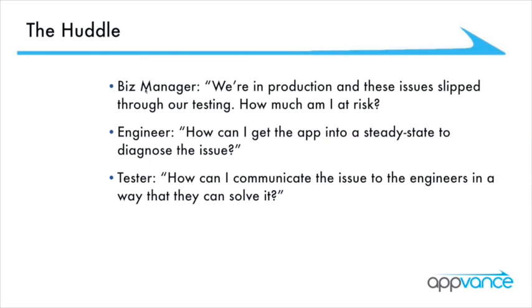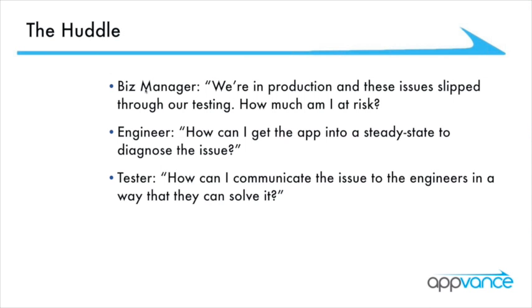The engineers, on the other hand, want to know what caused the app to deliver bad performance, and how they can affect an improvement in it. So the engineer sitting in the huddle would typically ask, how can I get the app into a steady state so that I can diagnose and solve the issue? For them, what's important is to be able to recreate, in a viewable way, the conditions that led up to the app delivering a poor end-user experience.